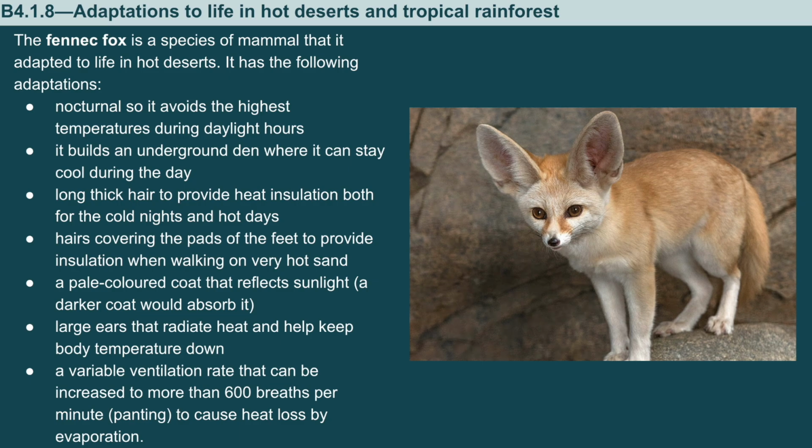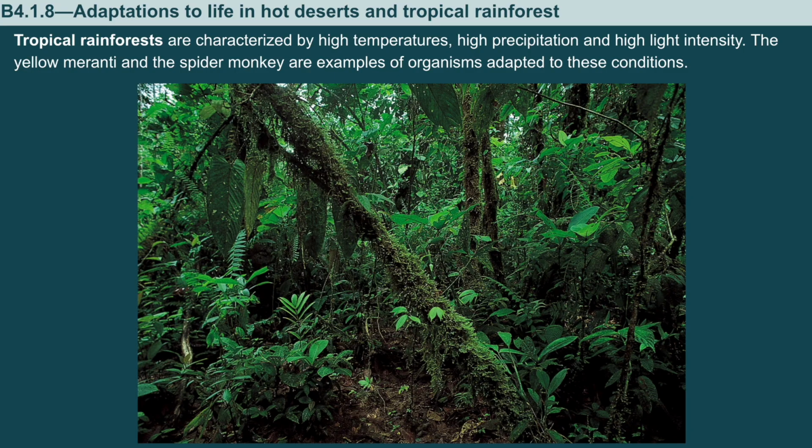They have large ears that radiate heat. They help keep body temperature down. And they have a variable ventilation rate that can be increased to more than 600 breaths per minute, panting, to cause heat loss by evaporation. Last two are going to be adaptations of a plant and an animal to the tropical rainforest. Note the tropical rainforest is characterized by high temperatures, high precipitation, high light intensity. So let's look at the yellow Meranti tree and the spider monkey as examples of organisms adapted to these conditions.